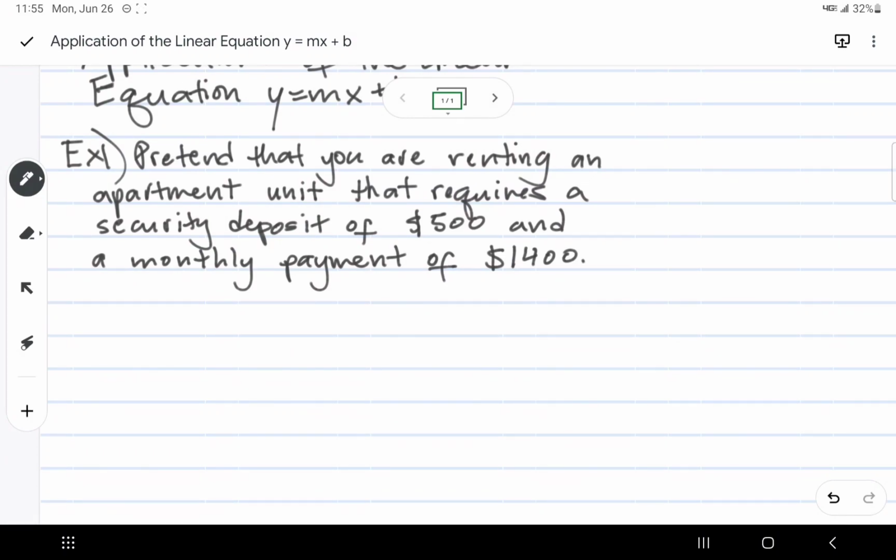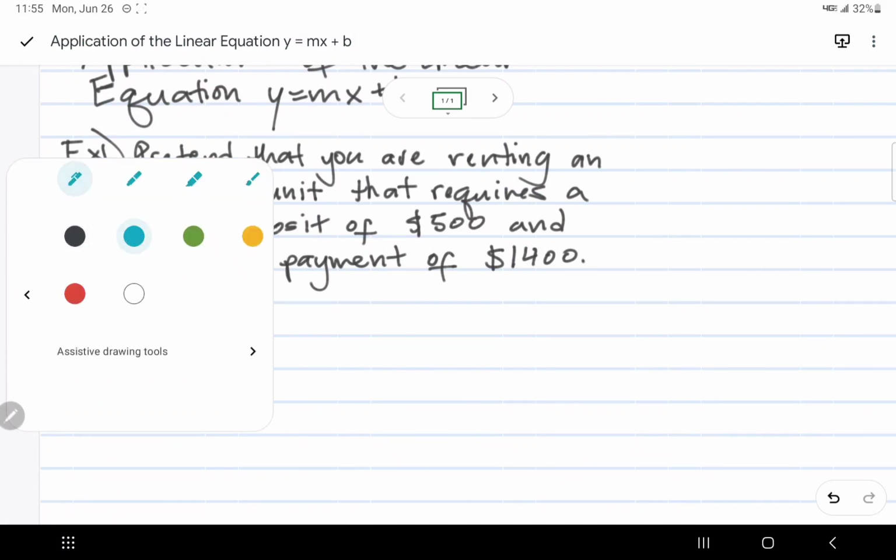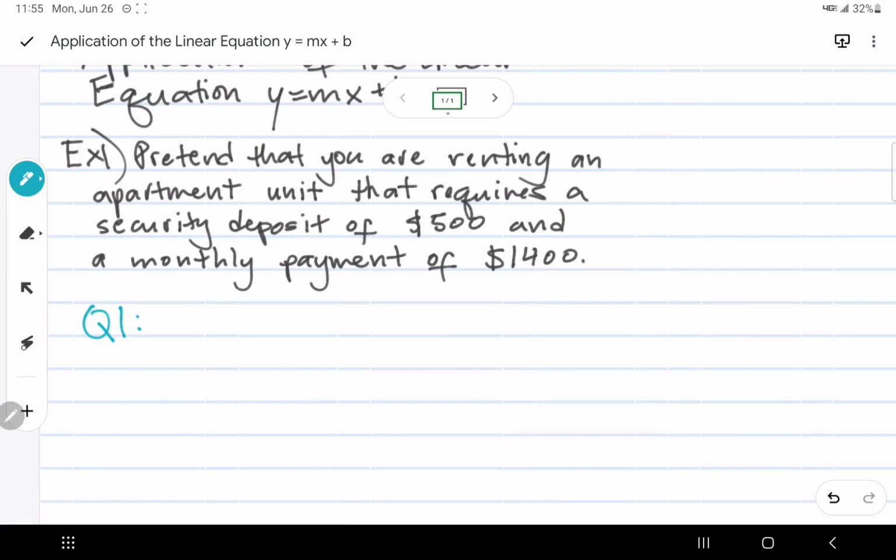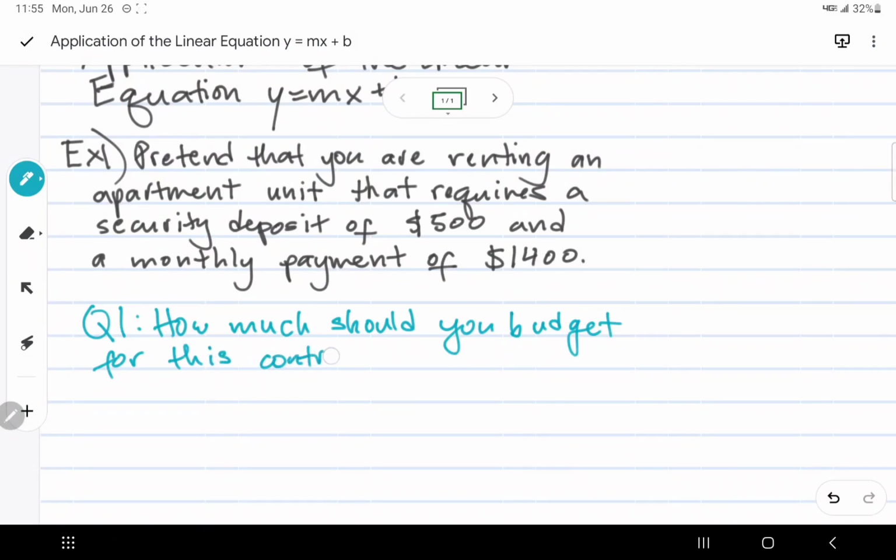Okay, so the first question, we will call it Q1. It will be, how much should you budget for this contract, assuming it's a 12-month contract.